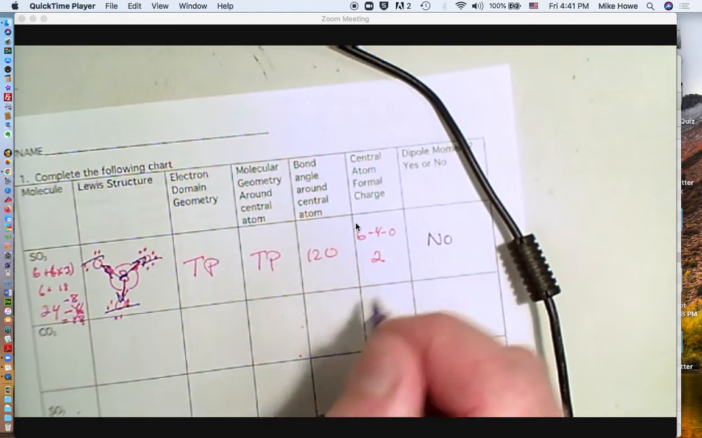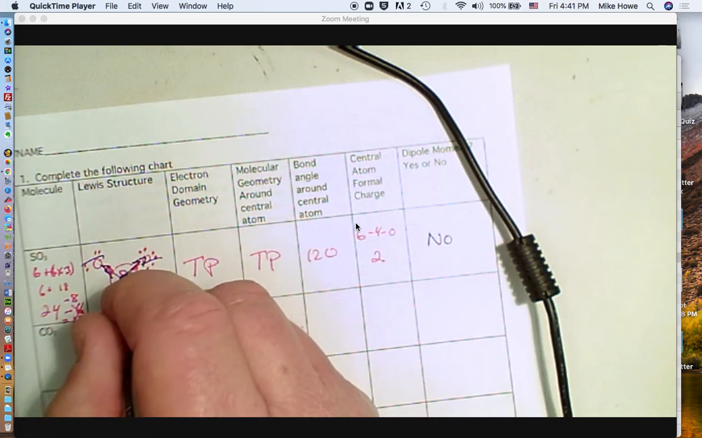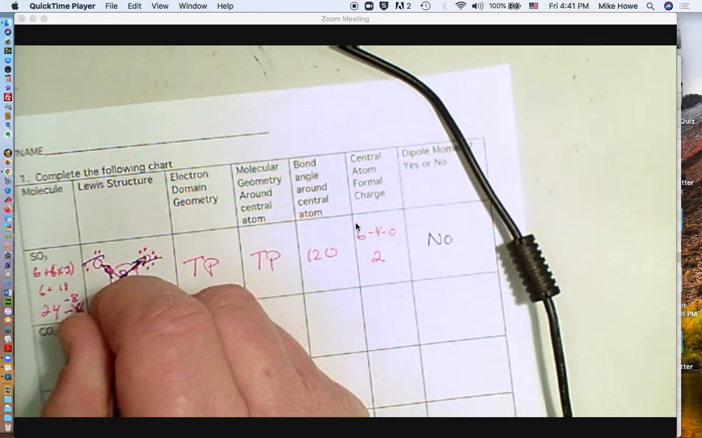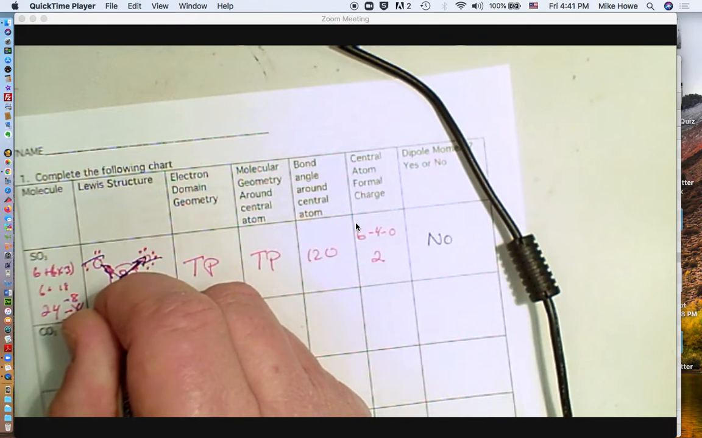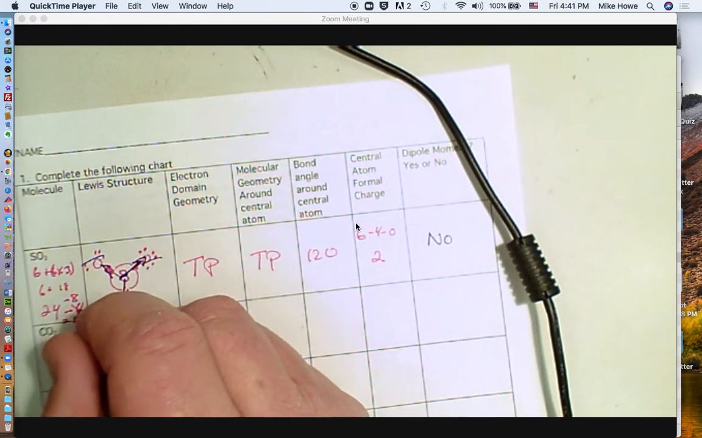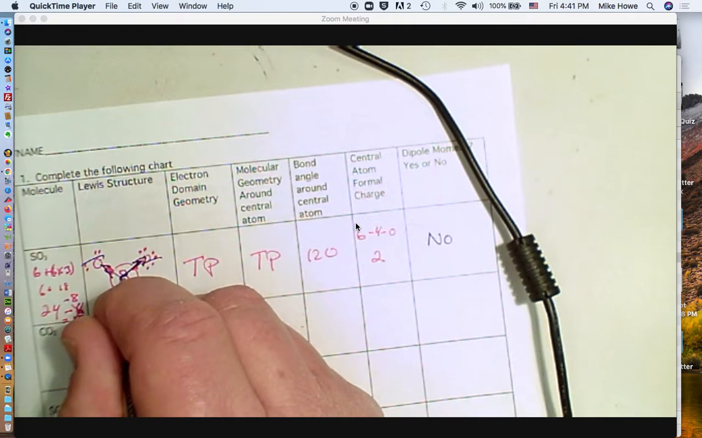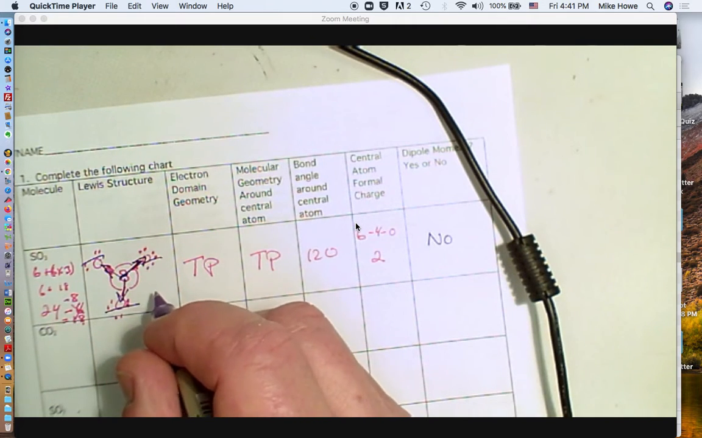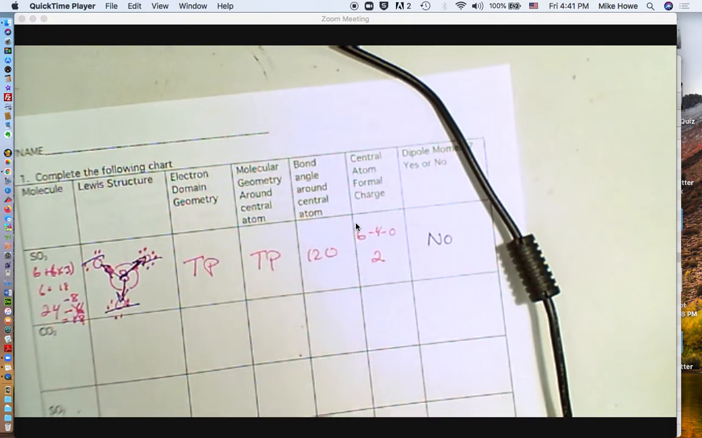So that's no. Another way to think about that is if you got the charge vectors this way, and this way, pretend they're people pulling on ropes, and the ropes are attached to this sulfur. If everything's pulling equally and is pulling in a flat plane, that sulfur will not move, and so that would make it nonpolar.